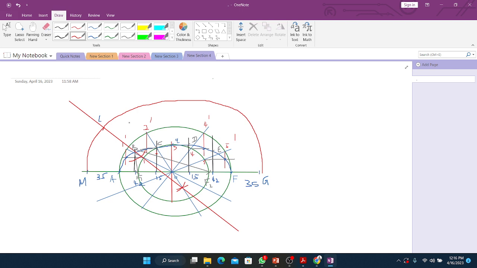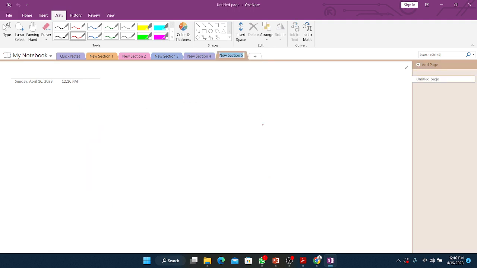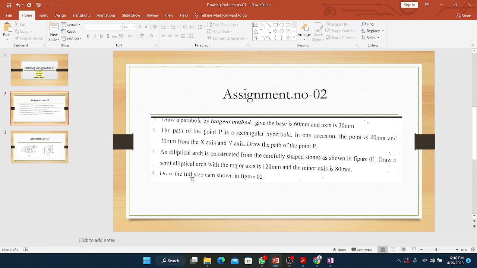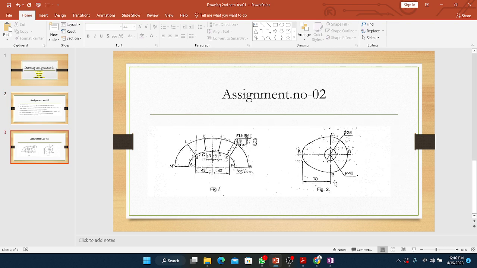You want to do the seventh question. Then we will move to our last, final eighth question. Our eighth question says to draw the full size cam shown in figure 2. Here, this is figure 2. You want to draw this one.